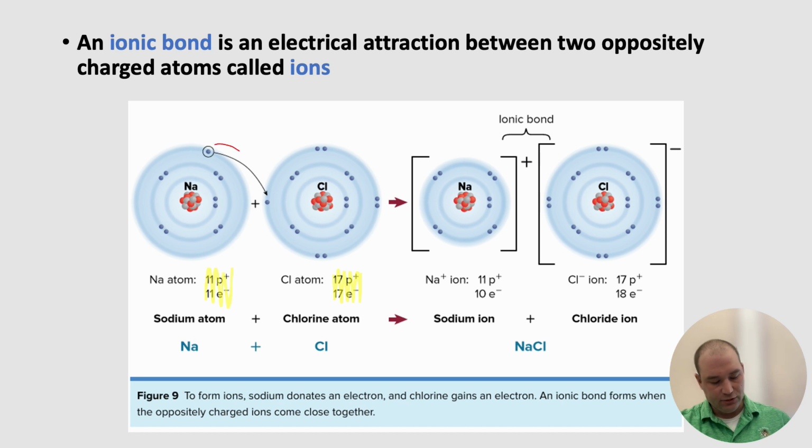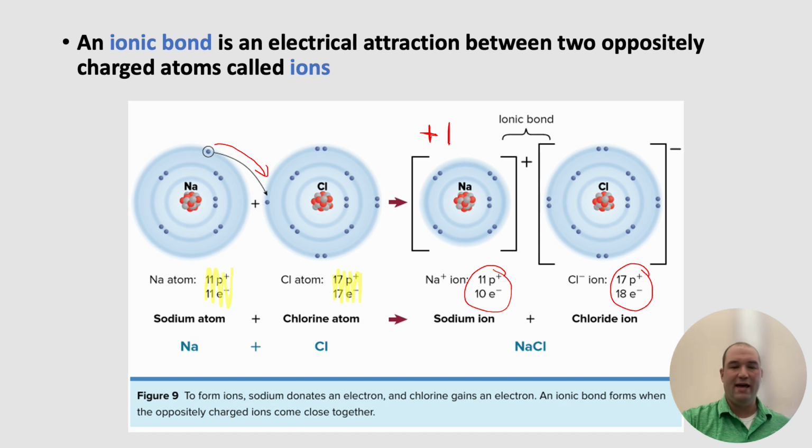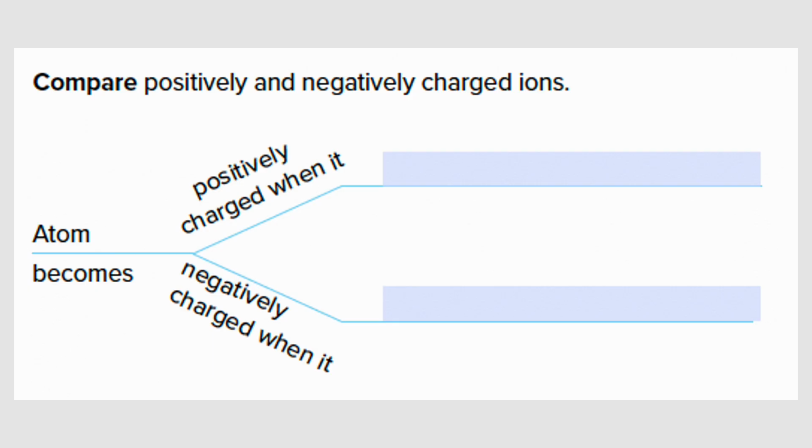Now, when this electron is transferred to chlorine, we are reducing sodium to 11 protons and 10 electrons, creating a positive charge for sodium. Chlorine gaining an electron now has one extra negative particle, which creates a negative charge. The positive and the negative then attract, kind of like how magnets attract. In the same way, opposites attract. In ionic bonds, the formation of ions is really important.